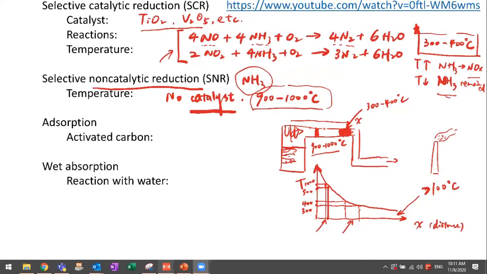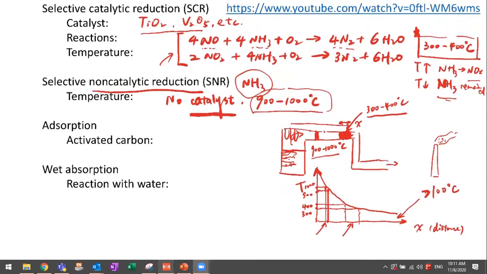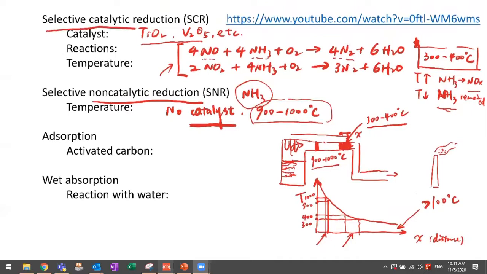And if we're talking about this lower temperature window here, then we have a much larger range where we can adjust the distance. Also, because the flue gas is going to stay longer under this 300 to 400 Celsius window, the reaction will be more complete. So that's why we still prefer this selective catalytic reduction process, because that gives us more room for uncertainty in the location where the ammonia is introduced into the flue gas.